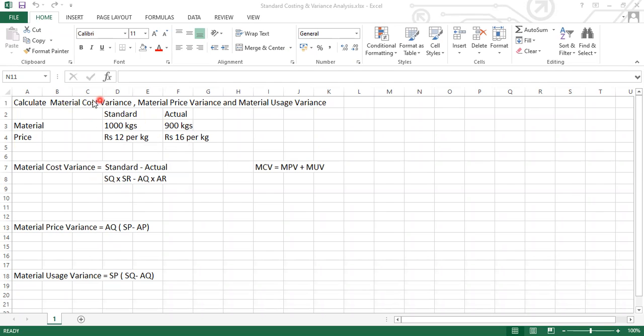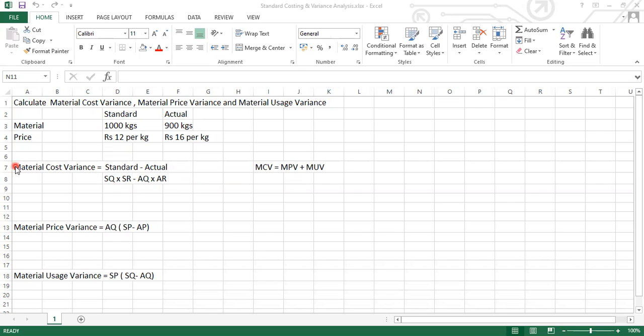Okay. Now, first one, they are asking us to calculate material cost variance. Now we know that when we subtract the actual output from the standard output, we get a variance. We know this. Now cost variance, we have read in theory, includes both the factors: it includes the price as well as the usage, that is the quantity. So for this, in standard, what will we do? Standard quantity multiplied by standard price. Same way, actual quantity into actual price.